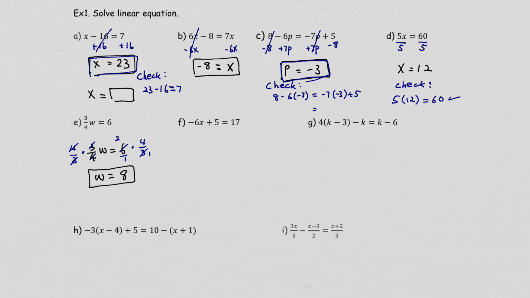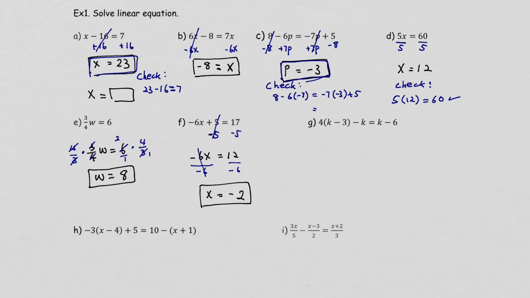Let's try this one. So the first thing I want to do is get rid of addition and subtraction first. So I will subtract 5 from both sides, which will give me negative 6x equals 12. And then in order to get rid of this multiplication, you're going to divide by negative 6 on both sides, which makes it 1x equals, you have one negative, so the solution is negative. 6 goes into 12 2 times. So x should be negative 2.